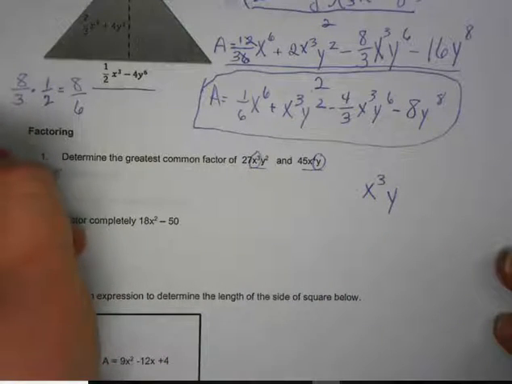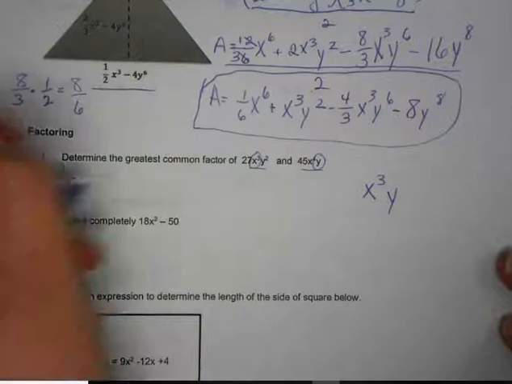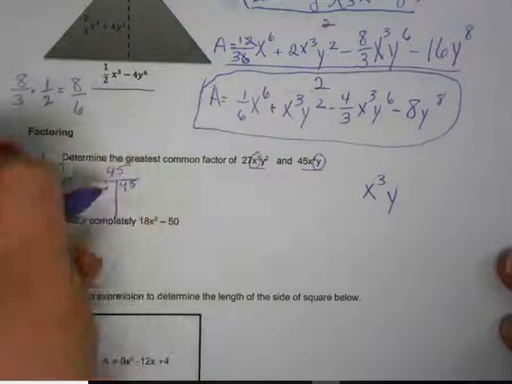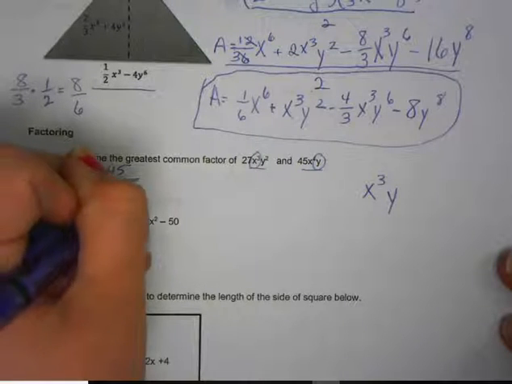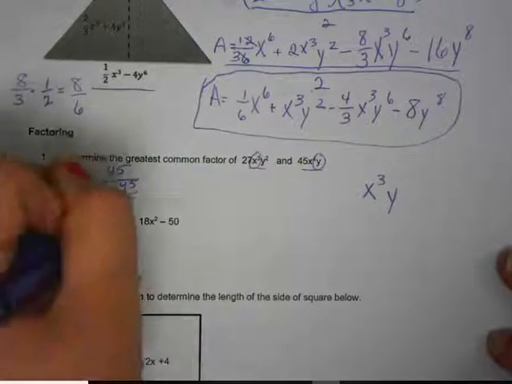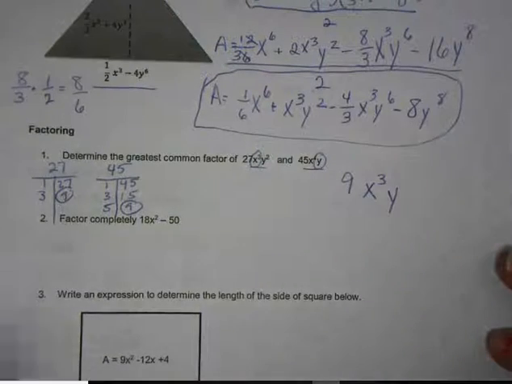So we need to figure out what our factors of 27 and 45 are. So we're going to factor 27. It's 1 and 27, 3 and 9, and that's it. 45 is 1 and 45, 3 and 15, 5 and 9. And the biggest number that's in both lists is 9. So our answer is 9x cubed y.